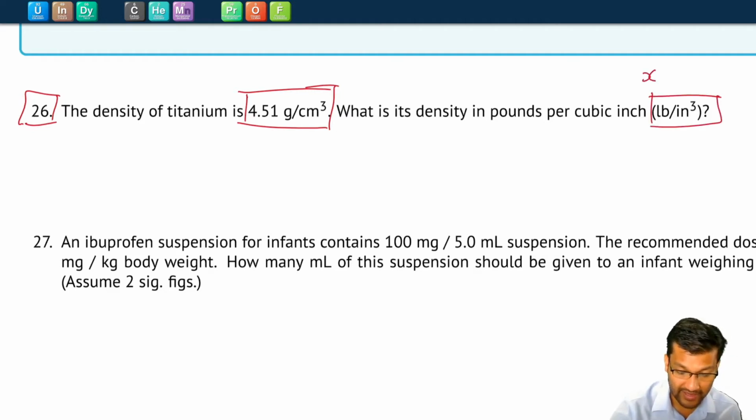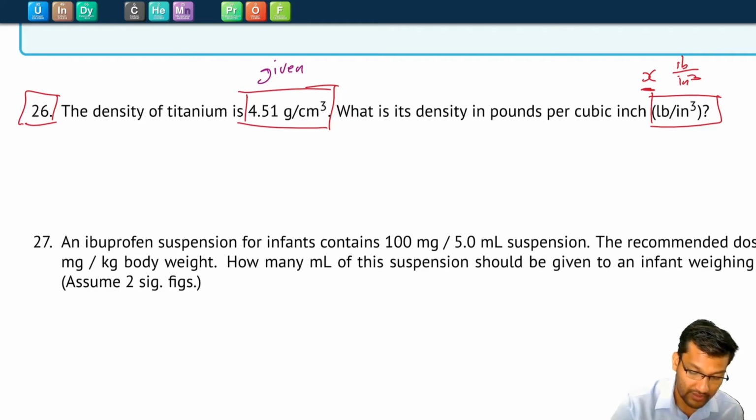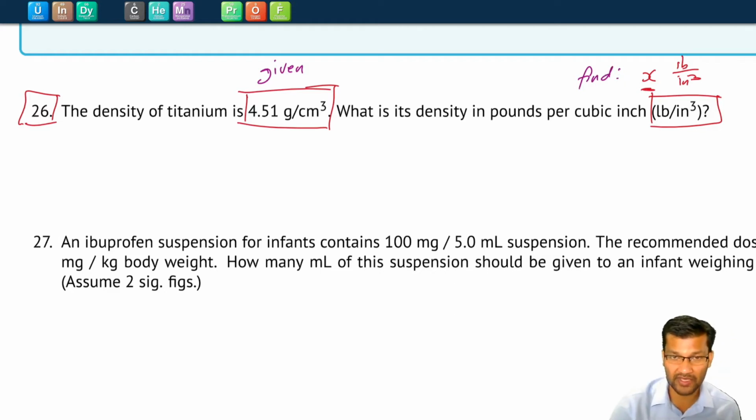So we need to find the answer in x pounds per inches cubed. I'm often going to use x because in math, people often use x to represent something that you need to find. So we're just going to call it x pounds per inches cubed. So this is what we're given. This is what we need to find. So that's the first step. We sorted the information that the question gives us.